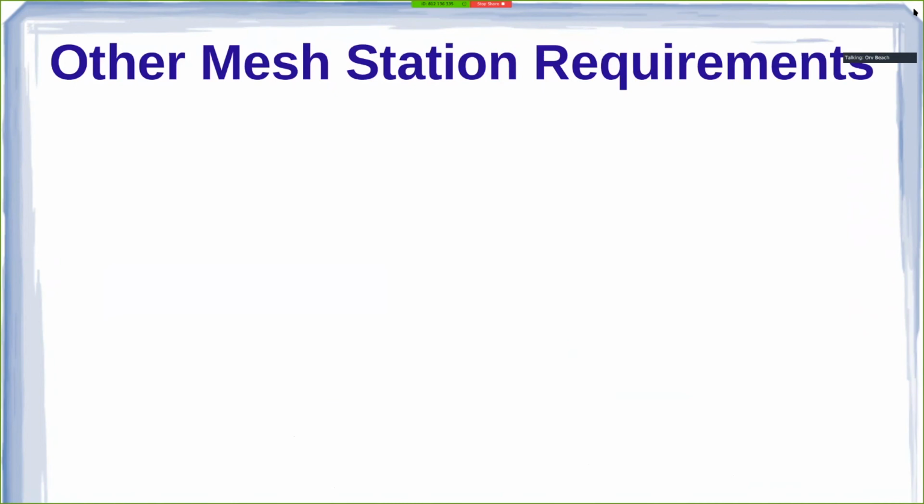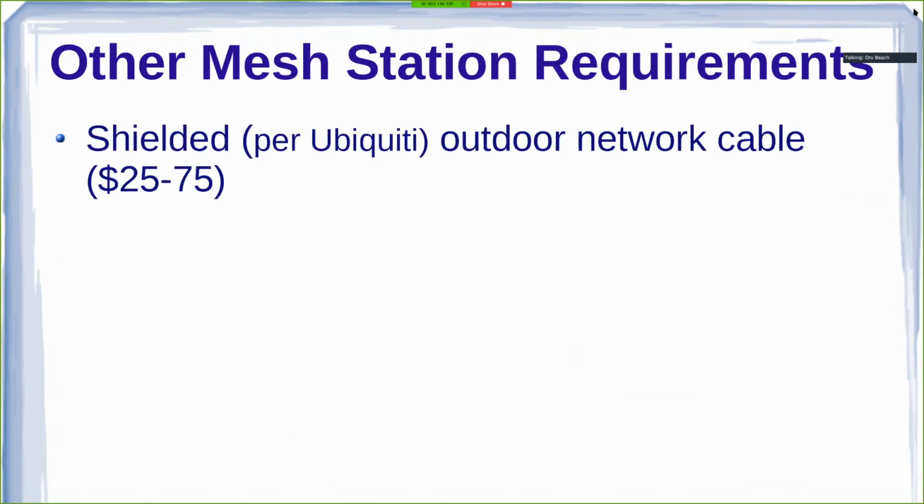So what else do you need to put this digital radio station up? If you've ever left a piece of plain old Ethernet cable out in the sun for a year, you'll discover that the outer jacket crumbles into dust. The UV just does a number on it. So you need something called outdoor network cable. Direct burial cable is what it's called also.